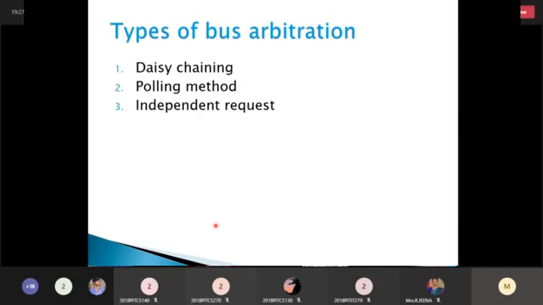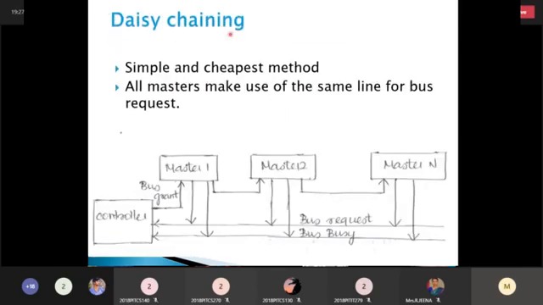What are the types of bus arbitration we have? We have daisy chaining, the polling method, and independent request. What is meant by daisy chaining? It is the simplest and cheapest method. All masters make use of the same line for bus request. See here, we have n number of masters, with the bus request and bus busy signals. All the masters will be connected with these two.